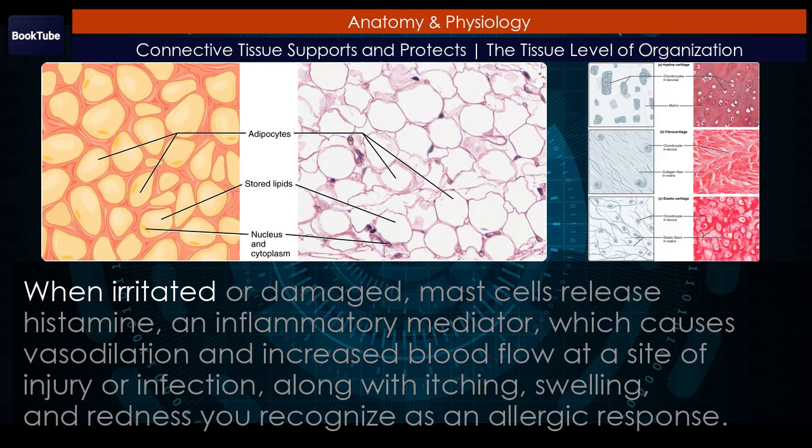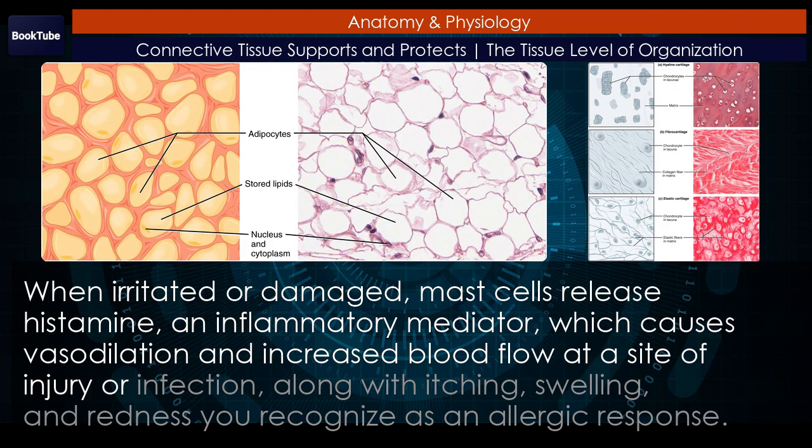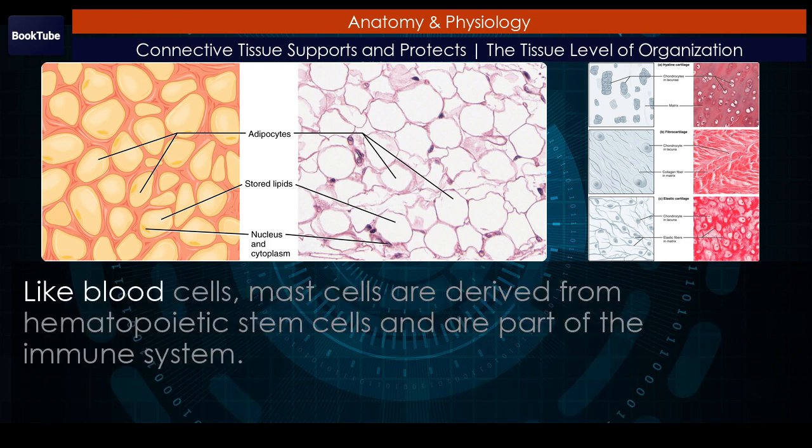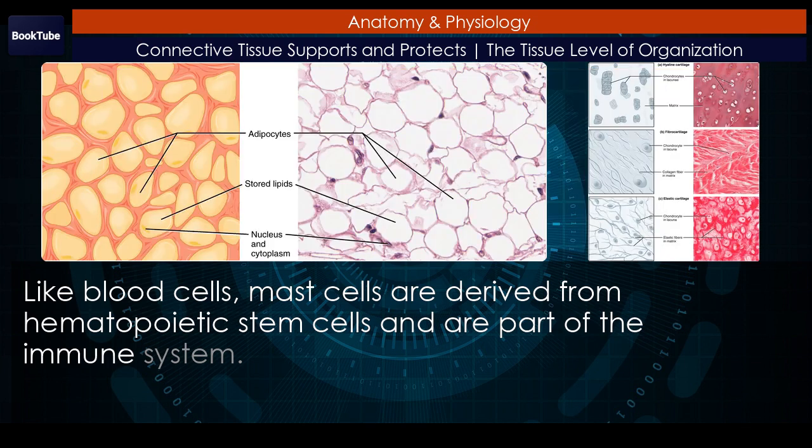When irritated or damaged, mast cells release histamine, an inflammatory mediator, which causes vasodilation and increased blood flow at a site of injury or infection. Along with itching, swelling, and redness, you recognize this as an allergic response. Like blood cells, mast cells are derived from hematopoietic stem cells and are part of the immune system.